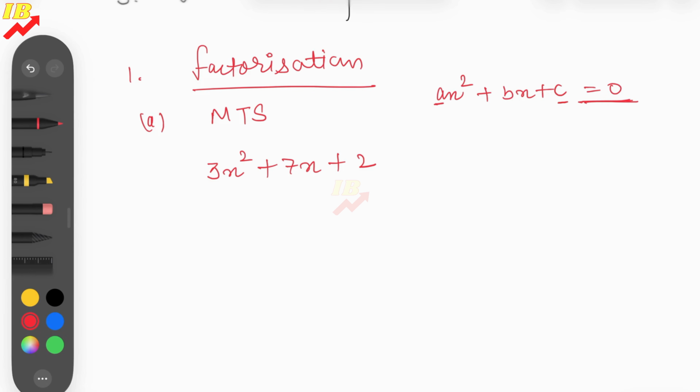Okay, so it should be in the standard form. So what does that mean? We have to take a and c and multiply them. So this is a, this is c, right? I'm writing it here, a and c. So this is 3 times 2, which gives you a 6, right? Now you have to take factors of 6 to make a 7, right?